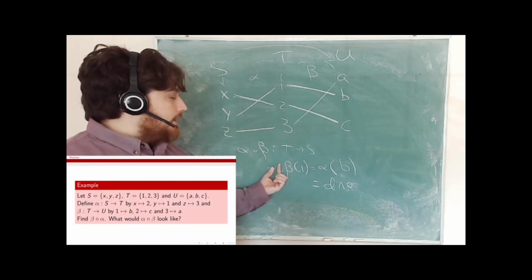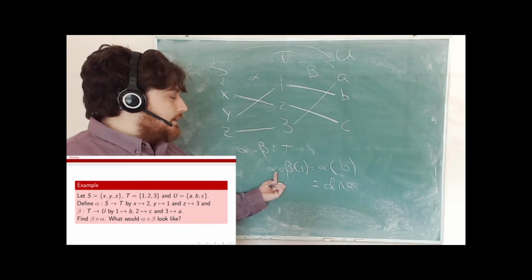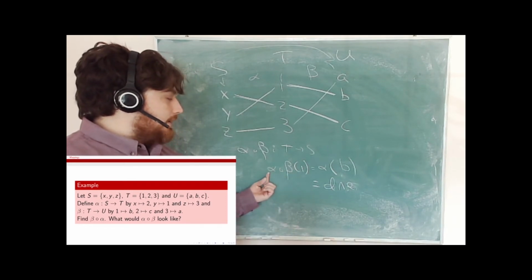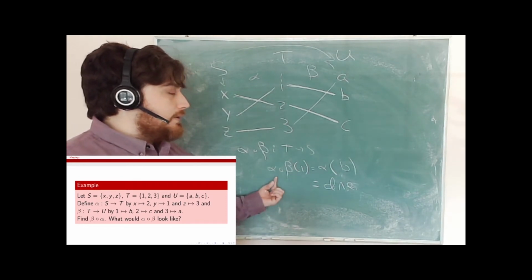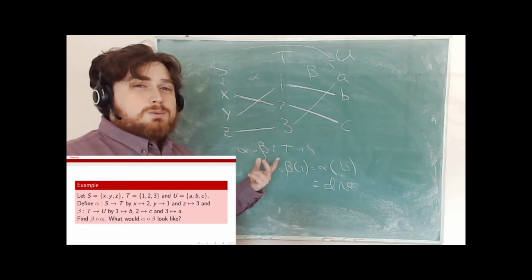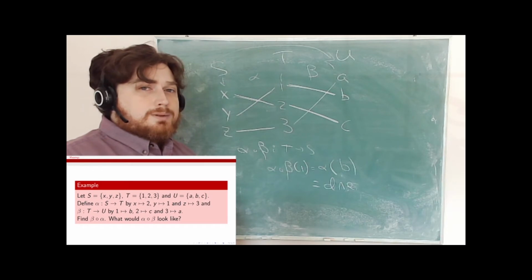Alpha of beta is saying I need to do beta first, then alpha, so that's not defined. So make sure that I write beta of alpha, so I do alpha first, then beta. Because again, switching the ordering can make a huge difference. So you really want to be careful about that.